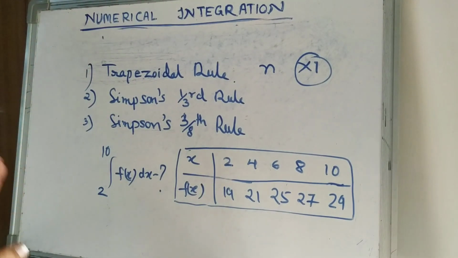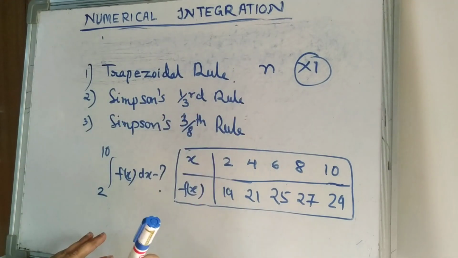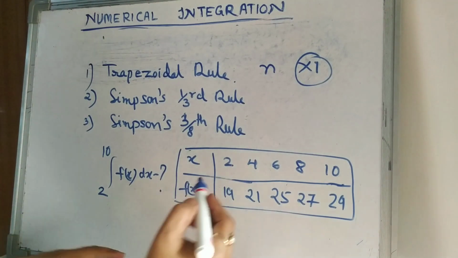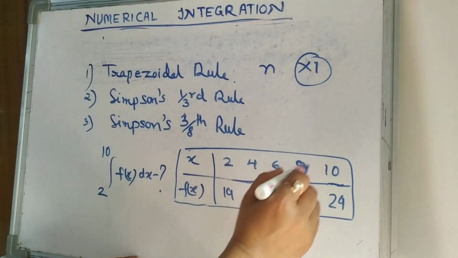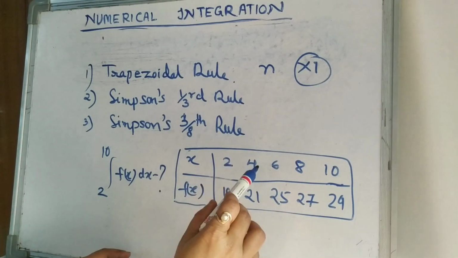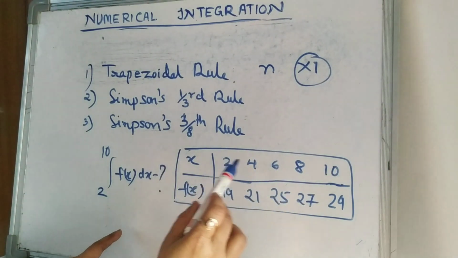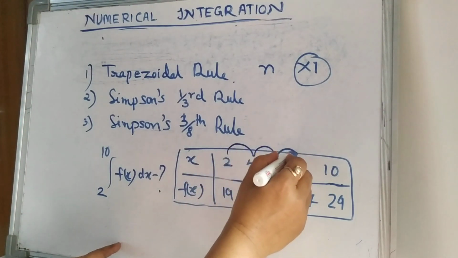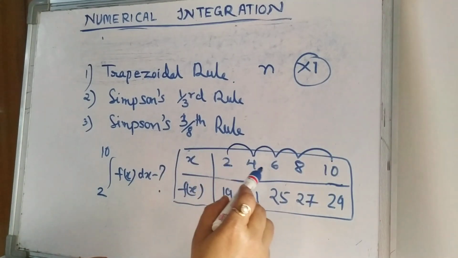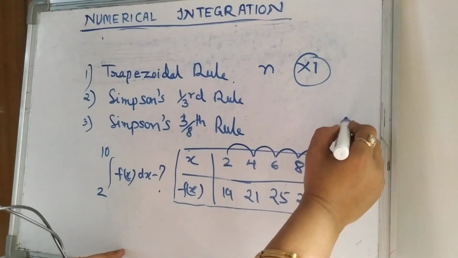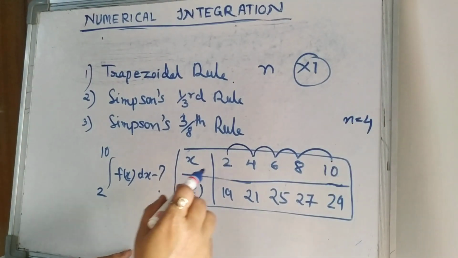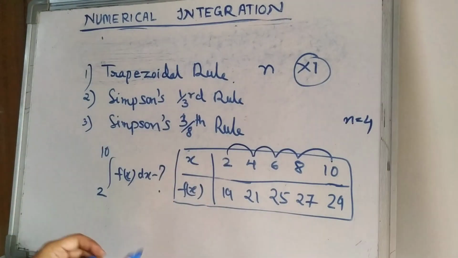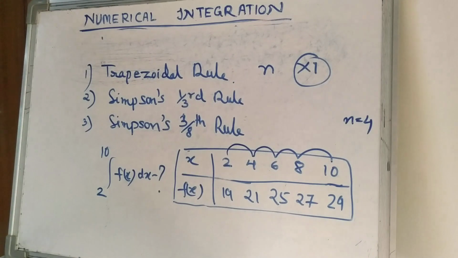Which formula is applicable here? For that, the trapezoidal rule is applicable because n should be a multiple of 1. What is n? n is the number of parts. Here 5 ordinates are there. These are called the ordinates and these are called the parts. From here to here, 1 part, 2 parts, 3 parts, 4 parts. So there are 4 parts, that means n is equal to 4. But there are 5 ordinates and 4 parts.